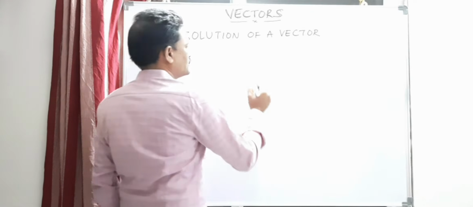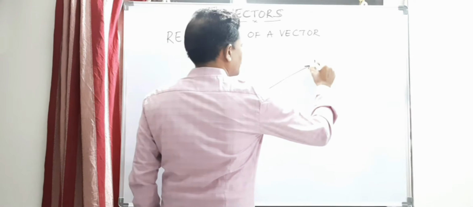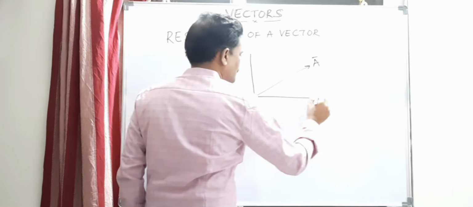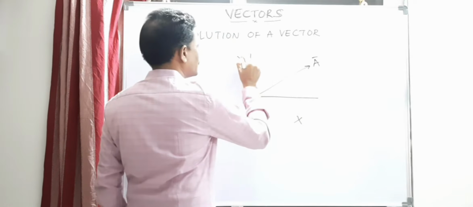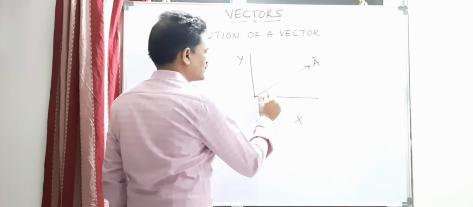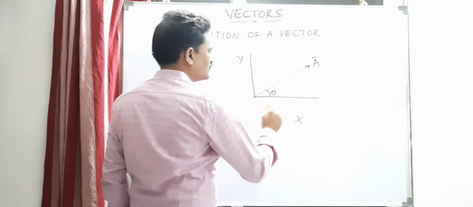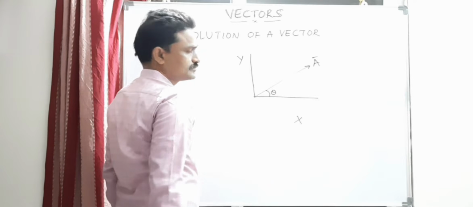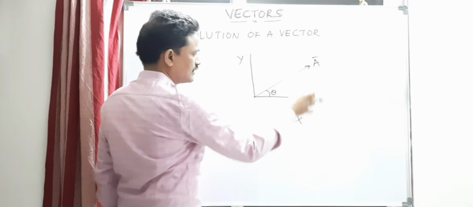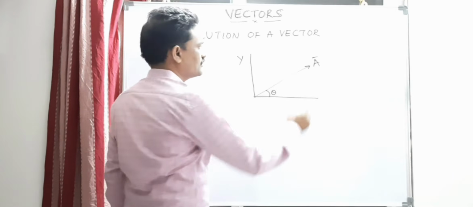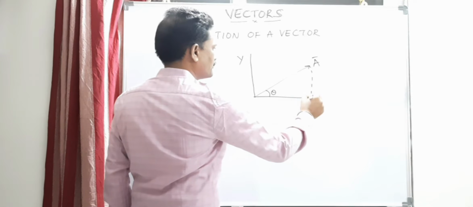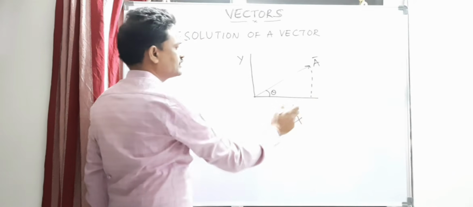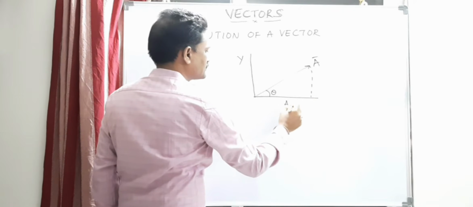Now, let us see. Suppose there is a vector A. This is vector A. These are the two coordinate axes. This is x-axis and y-axis. Let us say the vector A is making an angle theta with the x-axis. If I put a light here, I will get the shadow of vector A on the x-axis. That we call as the projection of vector A on x-axis. The projection of A on x-axis, let us say AX.